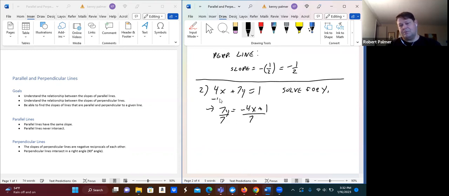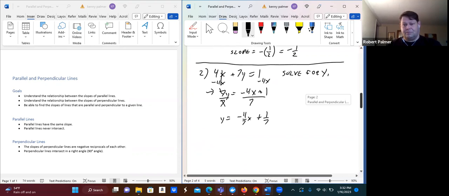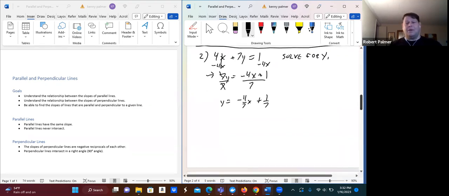So I could show that. So we subtracted 4x on both sides, and those cancel out. The 7's here will cancel out. And I'm going to split this up in 2. You can do that with a fraction. So this will become negative 4/7 x plus 1/7. Okay, so that's our line. Now, our slope, m, of course, is the number in front of the x, negative 4/7.